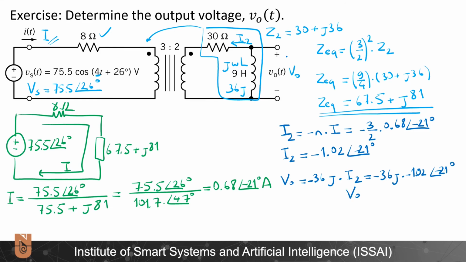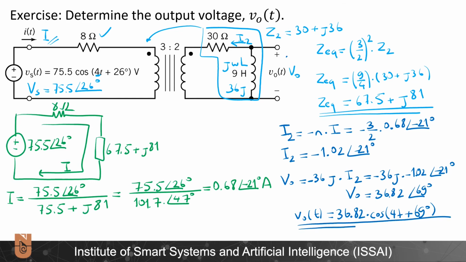And V0 accordingly will be equal to 36.82 with an angle of 69 degrees. And I can easily convert this to the time domain as 36.82 times cosine of (40t plus 69 degrees). And this way I conclude the solution of my question. I find the output voltage V0 for this circuit.